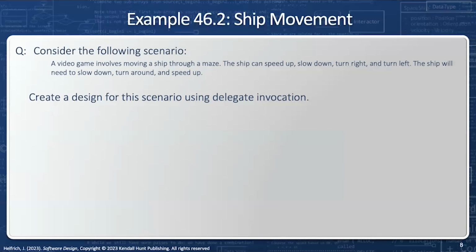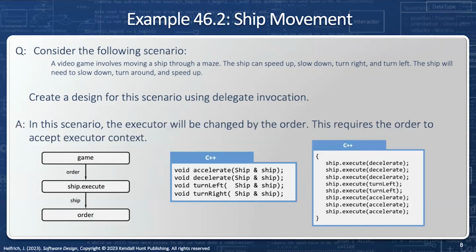So for an example, let's say we have a video game involving a ship moving through a maze. The ship can speed up, slow down, turn right, turn left, and all kinds of other things. Would the delegate be useful here? I think so. The game is going to send an order to the executor. It's going to say, hey, ship, I want you to turn right, turn left, move up and down. Now the ship's execute function will execute the order, but it's going to send itself as a context.